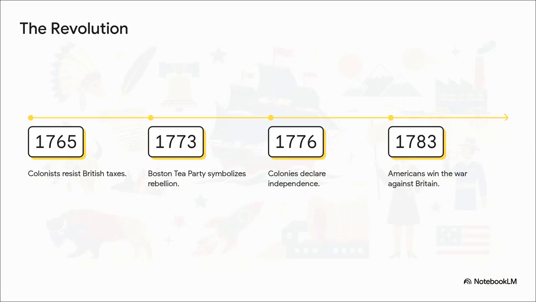Things escalate at lightning speed here. In 1765, the colonists start actively resisting British taxes. By 1773, that pushback explodes into blatant rebellion with the Boston Tea Party. Literally 3 years later, 1776, they take the ultimate leap and declare independence. And then, miraculously, by 1783, led by General George Washington, the Americans managed to actually win a grueling war against the most powerful empire on Earth.